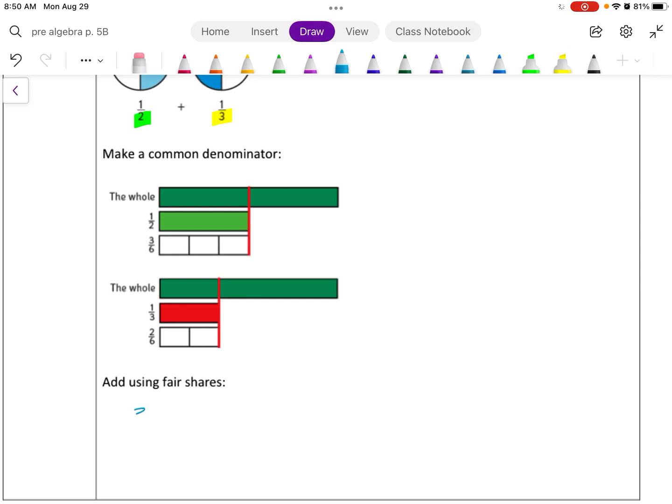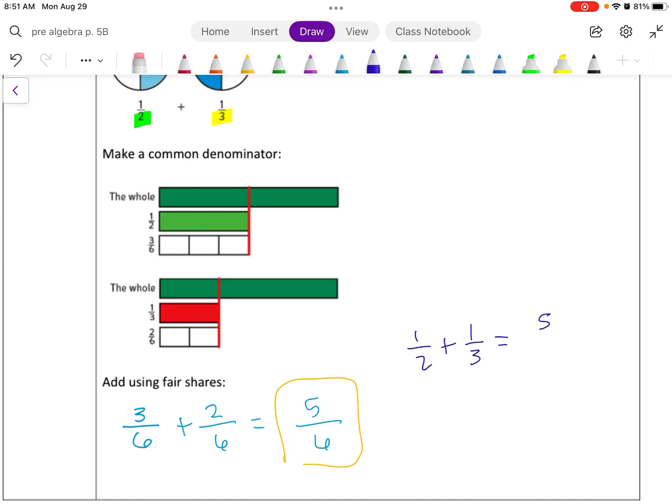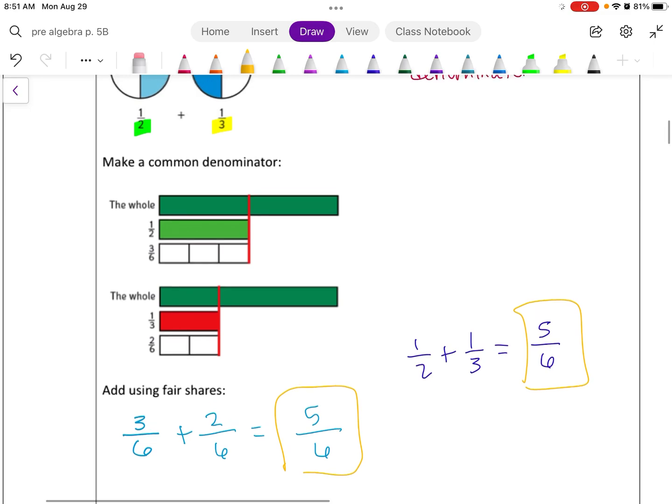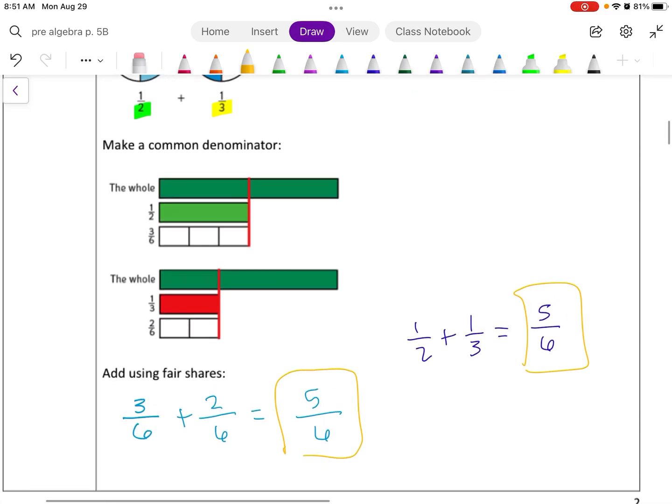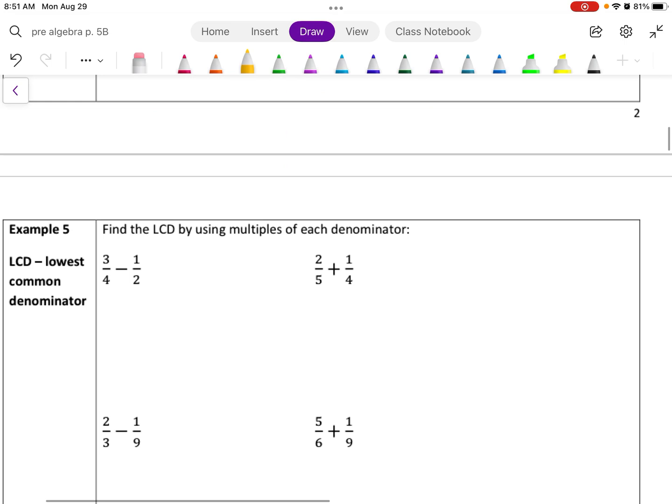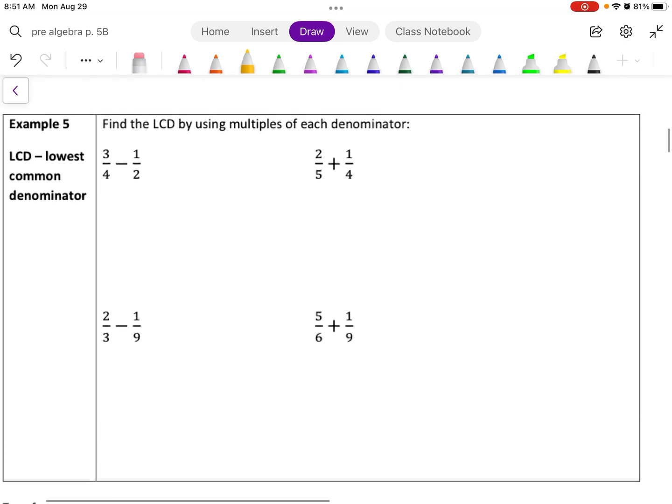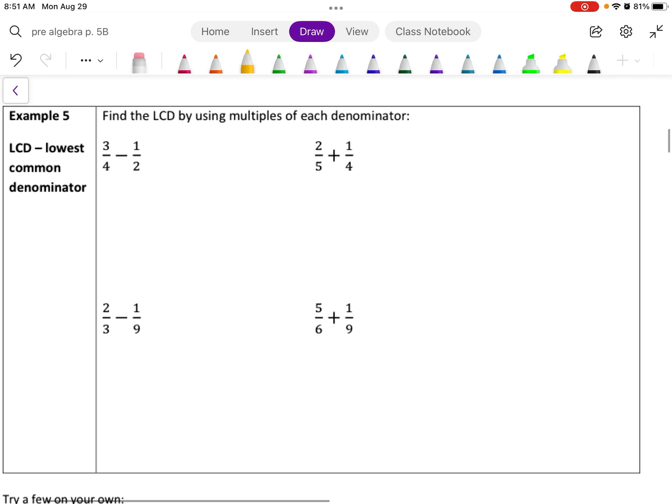So our common denominator is 6. So we could take 3/6 plus 2/6, which is 5/6. And that is what 1/2 plus 1/3 equals, 5/6. But again, we had to find a common denominator before we can figure that out. So let's look at a couple more examples here. We want to find the least common denominator, or LCD, by using multiples of each denominator.